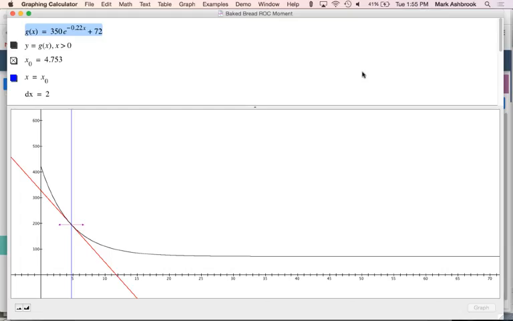Okay, so in this function of temperature versus time, since we took the bread out of the oven, is it constant rate of change? Do we have constant rate of change?